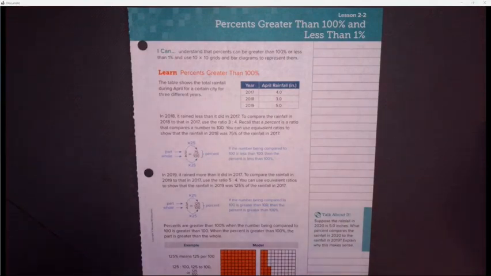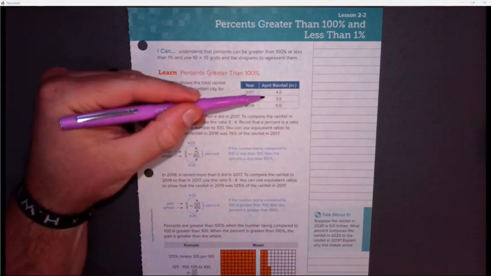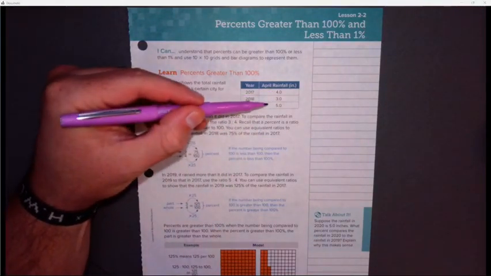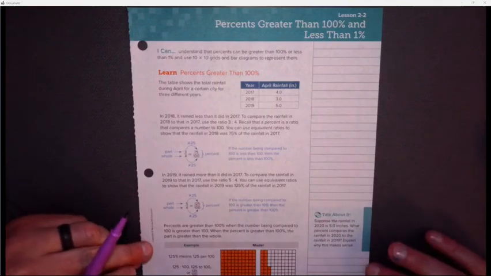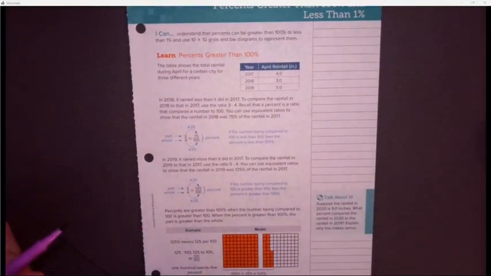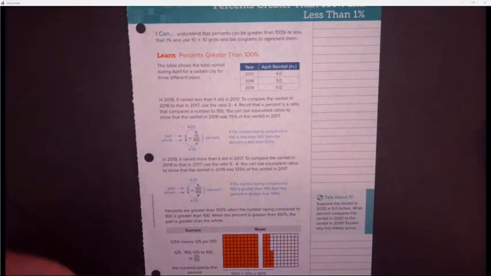We have our learn, which goes over percents greater than 100%. We have a table that shows the rainfall for a certain city for 3 years, and we see in 2017 it rained 4 inches. In 2018 it rained 3 inches. 2019 it rained 5 inches. I'm going to skip on down to the middle of the page where we look at percents greater than 100. And in 2019 it rained more than it did in 2017.